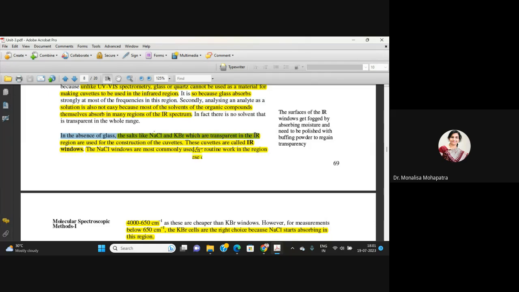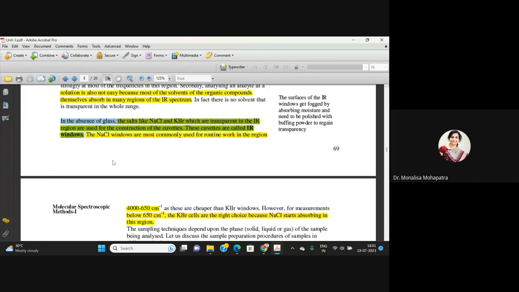Most important is they are transparent in the IR region. They will not absorb the IR radiation, and they will not interfere in studying the sample you are going to study. So these are used for the construction of cuvettes. The cuvettes made of NaCl and KBr are used for studying IR spectroscopy, not quartz or glass cuvettes. These cuvettes are called IR windows.